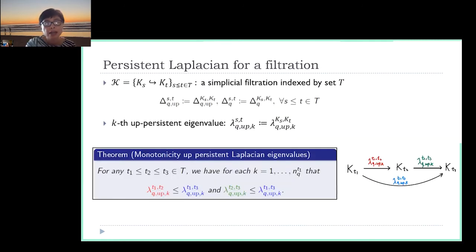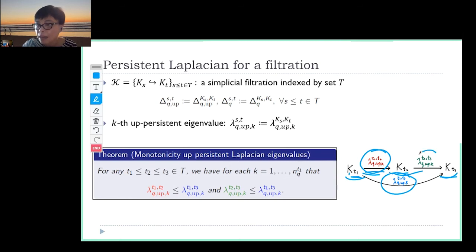There's also, and the title here is a little bit misleading, but the result here really is the monotonicity result of the Laplace eigenvalue. Suppose you have a sequence of spaces. Let's just look at 3 here in this example. We have 3 spaces indexed by T1, T2, T3. You also have this monotonicity. You don't have to read the theorem. Basically, what this says is that for any fixed k, the k-th eigenvalue of the up Laplace operator from T1 to T2 is smaller than from T1 to T3. Similarly, the k-th persistent eigenvalue from T2 to T3 is smaller than the k-th eigenvalue of the persistent Laplace operator from T1 to T3. So you have this monotonicity.